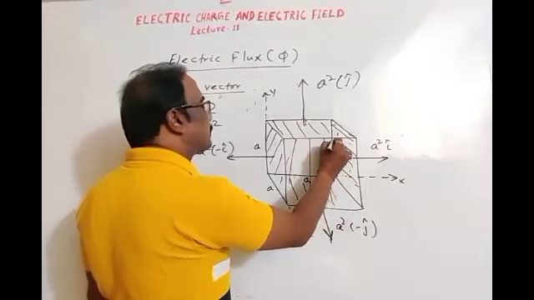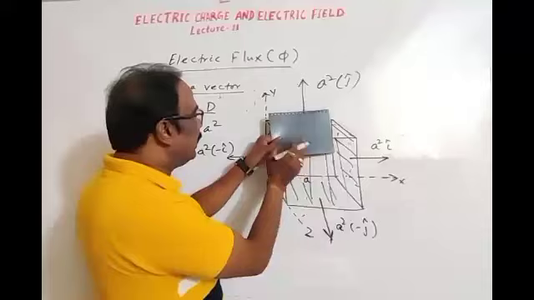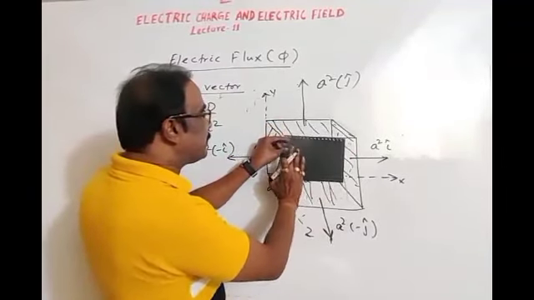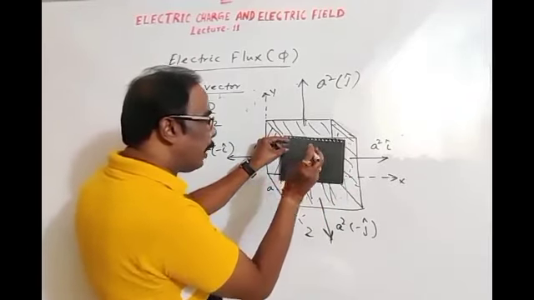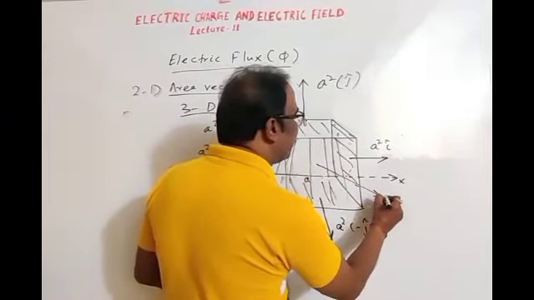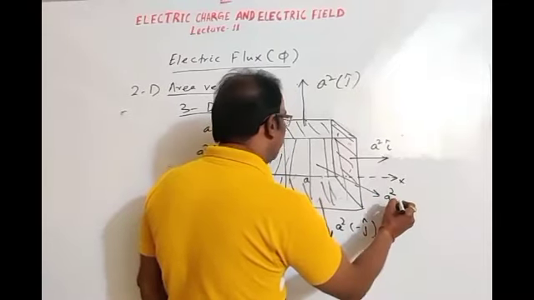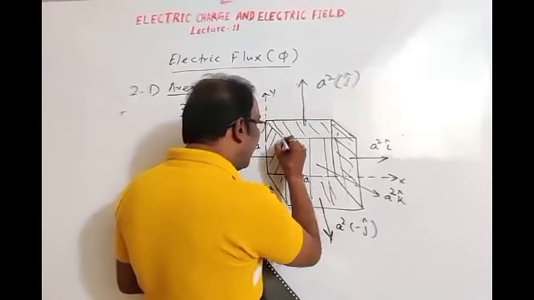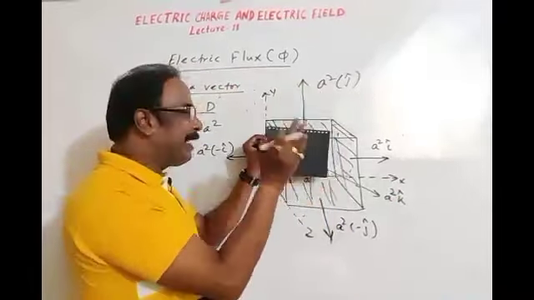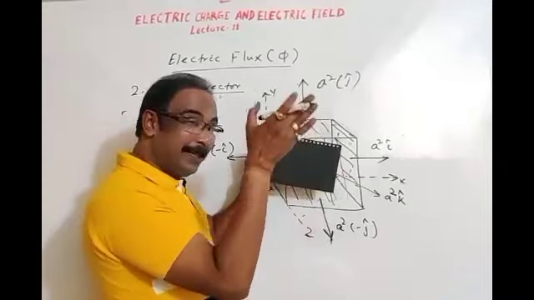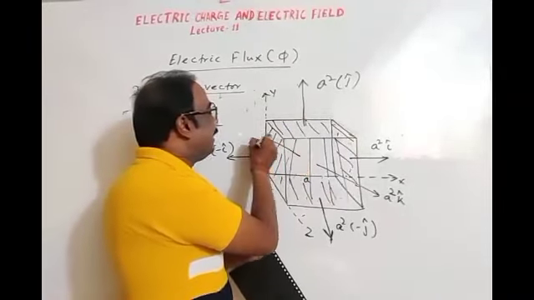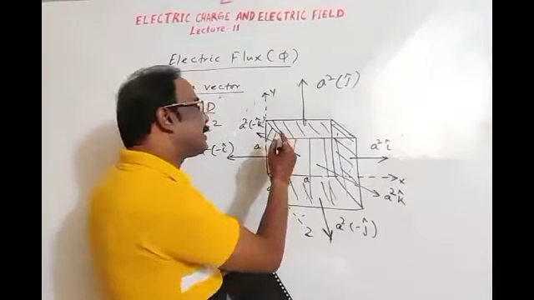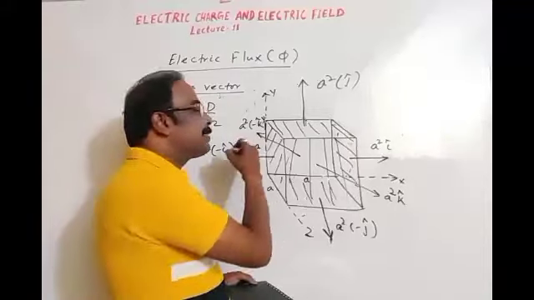This is the front surface. Front surface is on the xy plane. See, this is x-axis, this is y-axis, this is on the xy plane. So direction is in outward direction. Magnitude of this area is a square. Direction is in outward direction, means k cap. But about the back side, you are observing the front side. For the back side, the direction of area vector will be along negative z-axis, means a square into minus k cap.